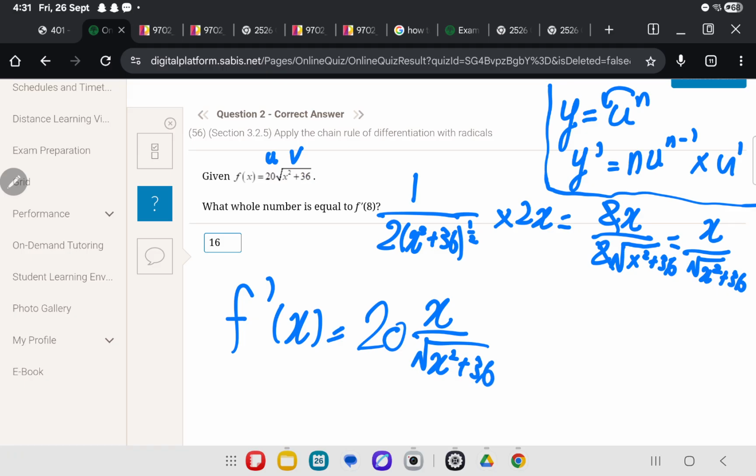Now we're going to substitute 8 into this. So 20 times 8 over radical 8 squared plus 36 gives me 16. We're going to swap x with 8 everywhere we have it here. This equals 16, and that's my final answer. Now, it might have sounded confusing, but I will explain more towards the end. There are many examples of chain rule mixed with product rule, mixed with everything in this quiz. So you will get it later.